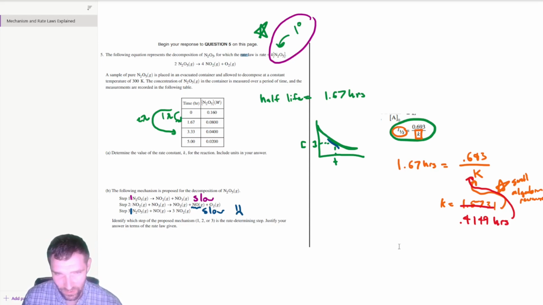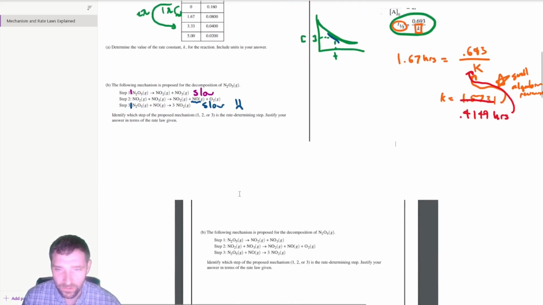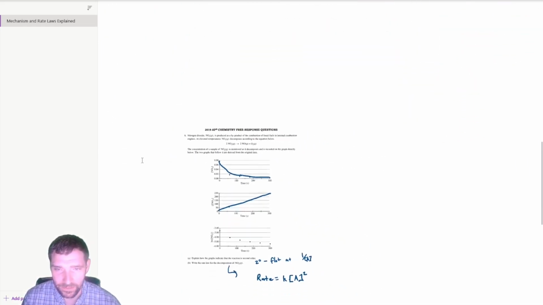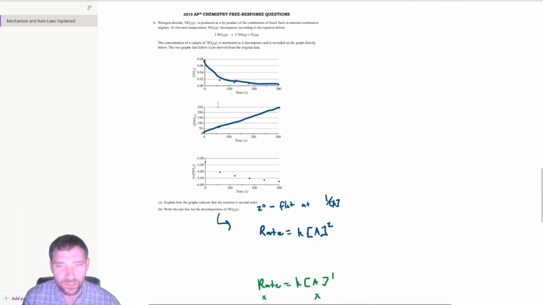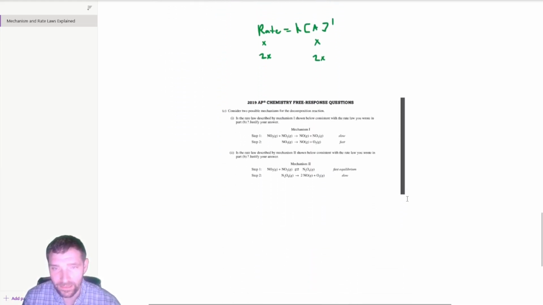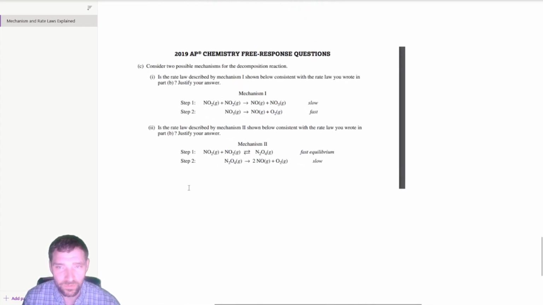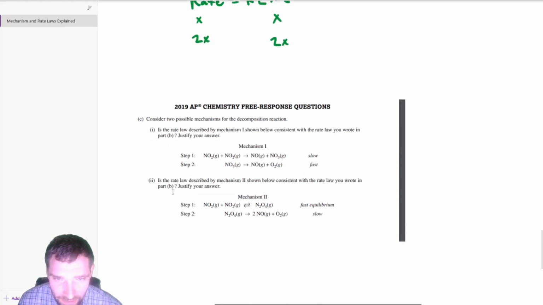Step two is a stretch, a little bit more in terms of the mechanism, and you've got to be careful with that. So I've got another problem here that highlights the same sort of thing. We've got a different reaction here. This reaction was a second order reaction that we determined from earlier parts of the problem. And then they're asking us to determine which one makes sense in terms of this being a second order reaction.